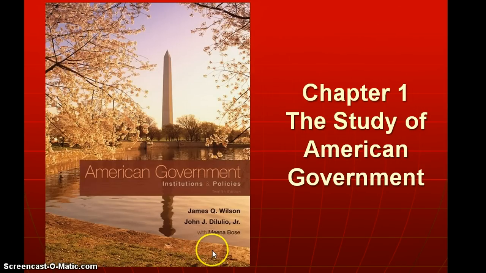This is Chapter 1, the study of American government. This should be a review for you, all right, of things that you learned in U.S. history.